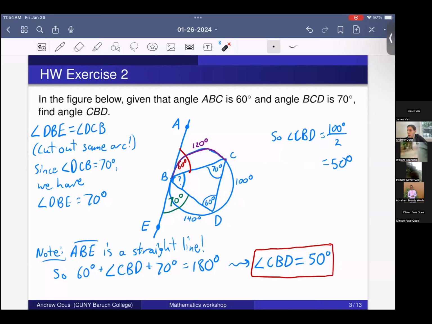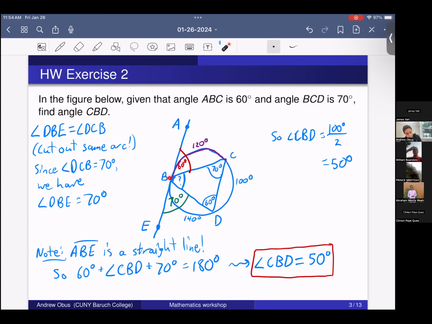Okay. Other questions or comments? Yes, Prince. We just solved this problem, and I really want to look at it here. Where you got this 60, what is the relationship between the 60, which is angle ABC, and the 60 of angle BCD? What's the relationship between the two different 60-degree angles?